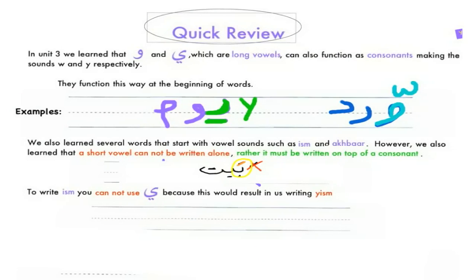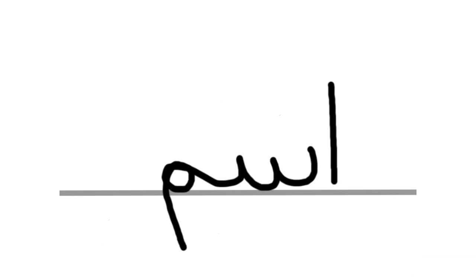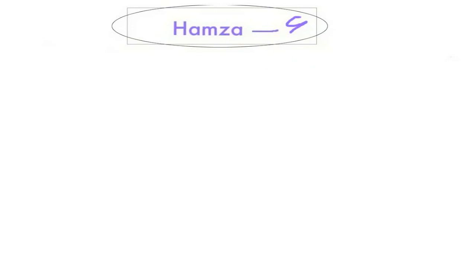So how should we write the word ism? We cannot use ya because this would result in the word yesim instead of ism. So to avoid this problem, we use a consonant called Hamza, and it is written like this as you see here. So we write the word ism like this. We use Hamza. Now let's learn about Hamza.